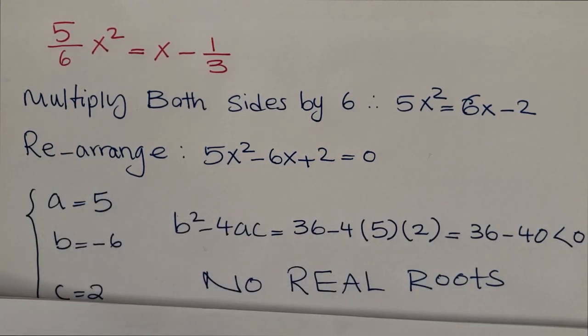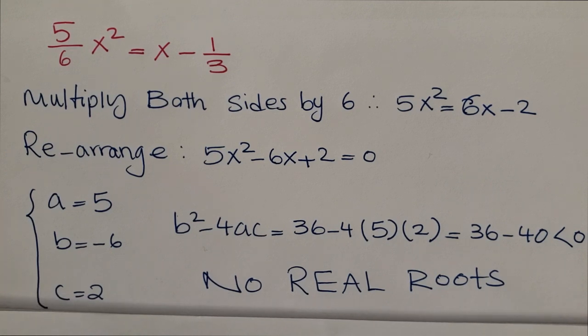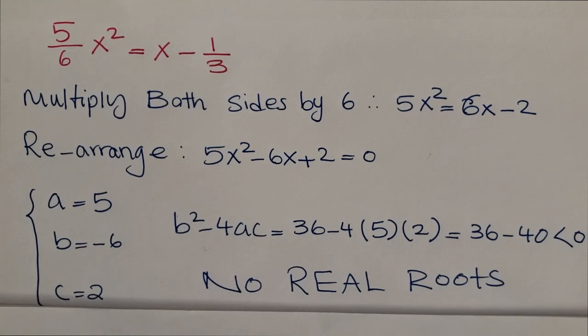Okay, so the three coefficients, and then we want to form the discriminant and find its value. So b squared minus 4ac equals, we just substitute, and it turns out to be a negative number which is less than 0, which means for this specific quadratic equation, there are no real roots.